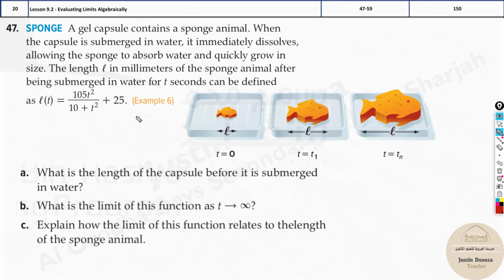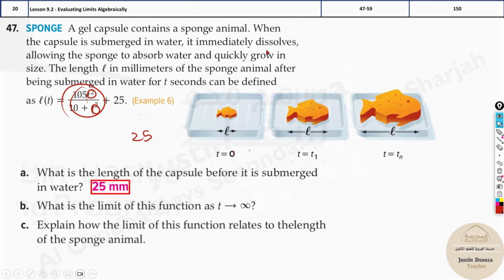Before being submerged means, see, when you start submerging, time starts from 0, 1, 2, 3, 4, 5 and so on seconds, right? But before it's submerged, t is 0. So over here this becomes 0. So what is the answer? This entire thing is 0 plus 25. So the length is 25 units. So the first answer must be just 25.